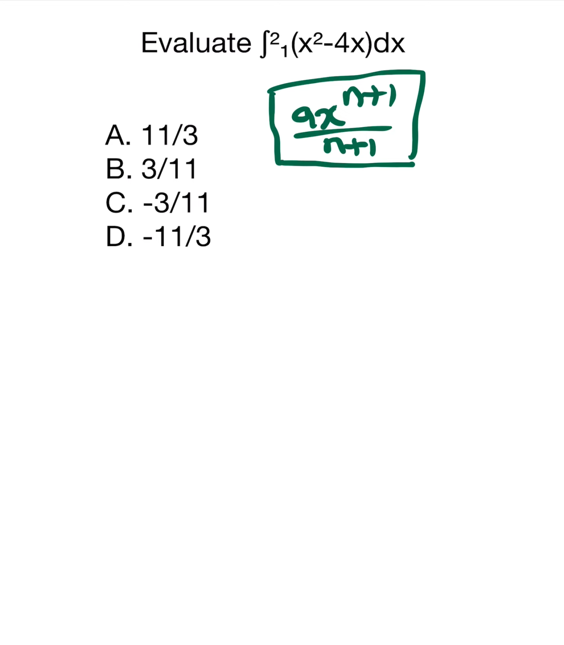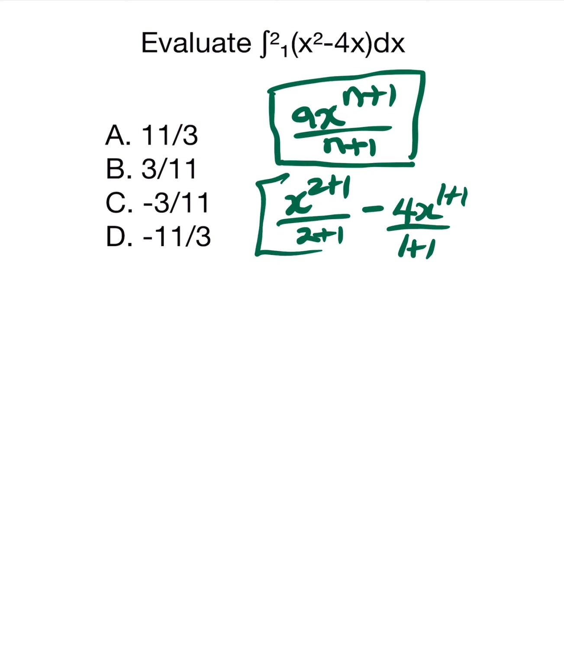So integrating x squared, I'm going to have x raised to the power of 2 plus 1 divided by 2 plus 1. Remember, a here is the coefficient of x, and the coefficient of x here is 1. So I'm going to integrate 4x minus 4. The exponent of x here is 1. That is the power of x. So I'm going to write 1 plus 1 divided by 1 plus 1.